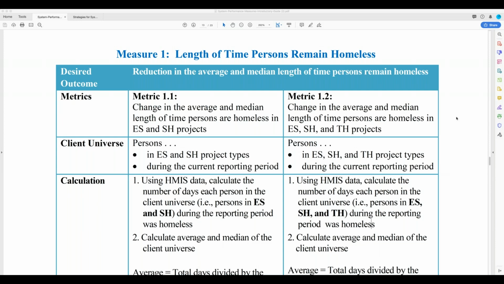And then the second question is, how can the Morris County CoC use system performance measures to end homelessness? So how can we actually harness this data and make measured improvement? Okay, so those are our two tasks.